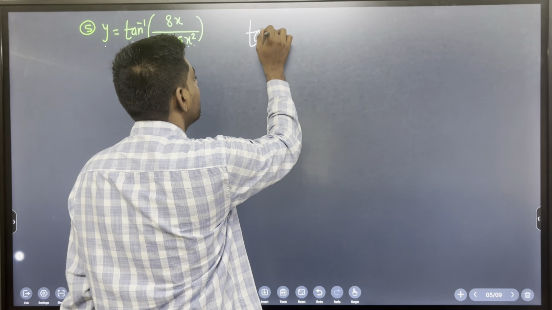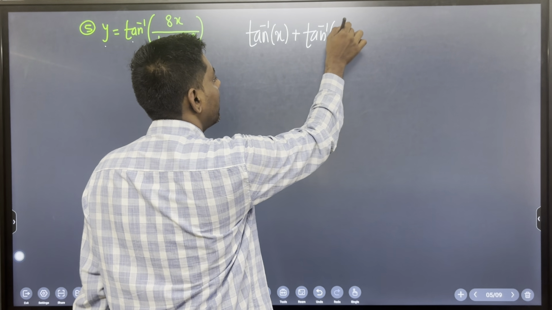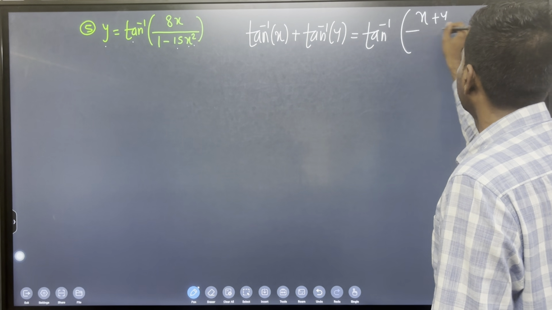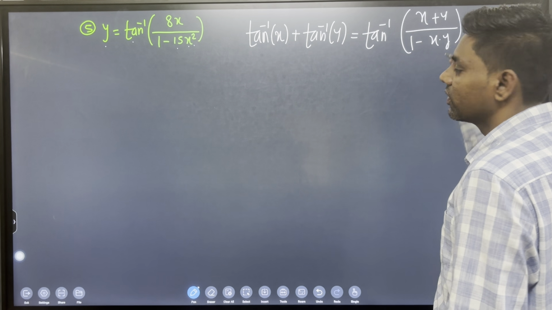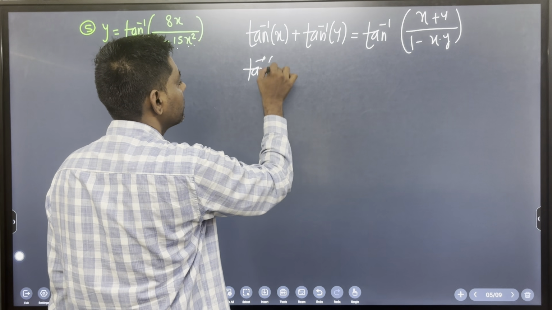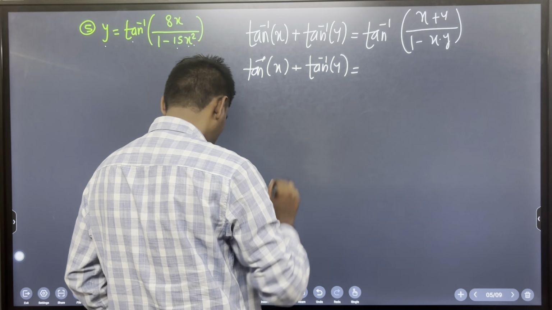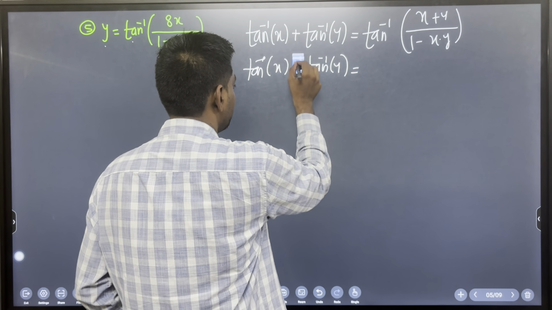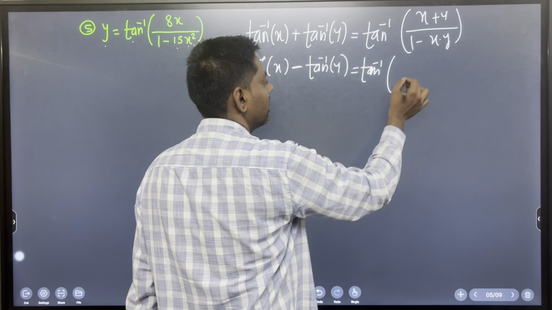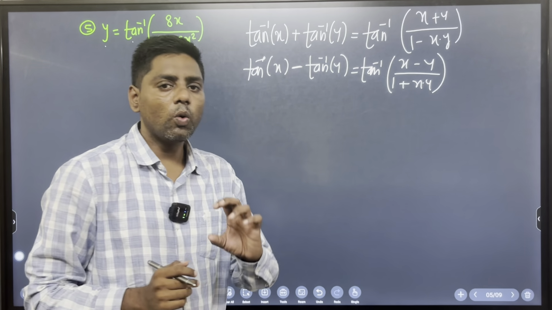If you remember the formula, first: tan inverse x plus tan inverse y equal to tan inverse of x plus y divided by 1 minus x into y. This is formula number one. And the second formula: tan inverse x minus tan inverse y equal to, but when you take this formula, remember the sign convention is different, minus here. So you remember the formula: x minus y divided by 1 plus x into y. The format is the same, only the sign is changed.